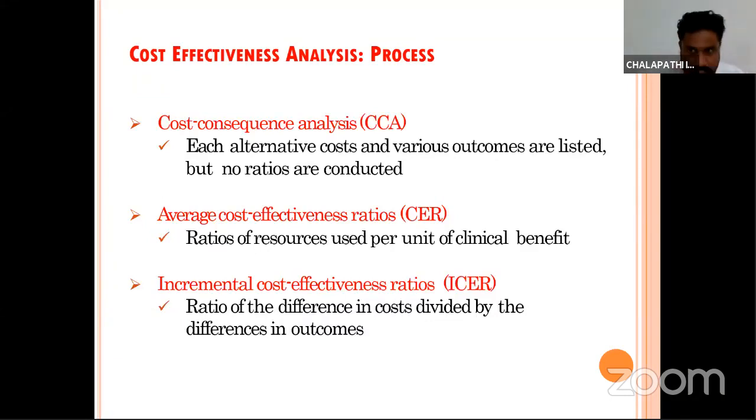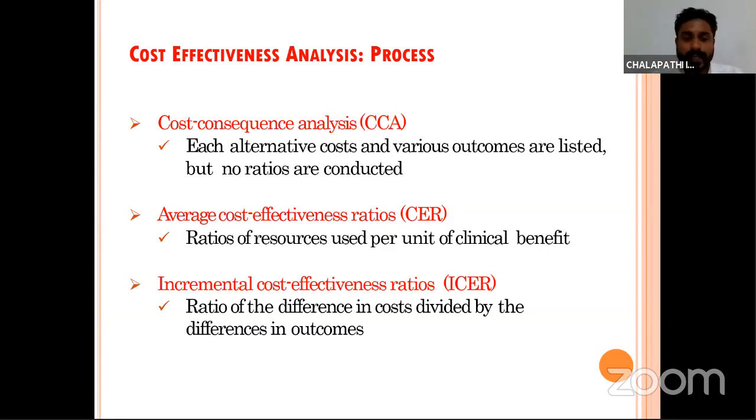So to do a cost effectiveness analysis, there is a process. The first one is cost consequences analysis, followed by cost effectiveness ratio calculation and incremental cost effectiveness ratio calculation. In cost consequences analysis, as I said before, you will be listing what are all the costs coming for drug A, what are all the costs coming for drug B, what are all the outcomes you are getting with drug A, and what are all the outcomes you are getting with drug B. Then we will calculate per outcome how much I have to pay. Suppose drug A will cost 200 rupees for getting 10 outcomes. Drug B will cost 100 rupees to get 10 outcomes. So you just calculate 200 by 10 and 100 by 10 per outcome. That simple calculation is called the average cost effectiveness ratio.